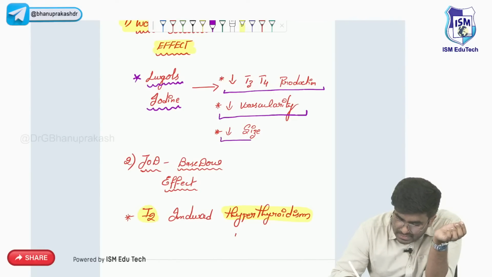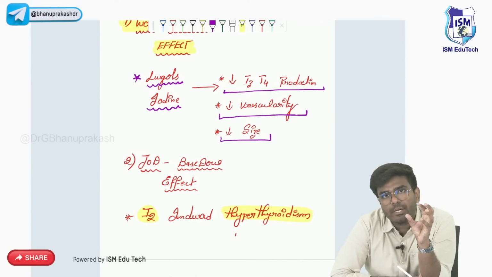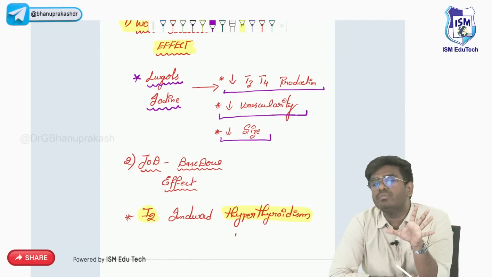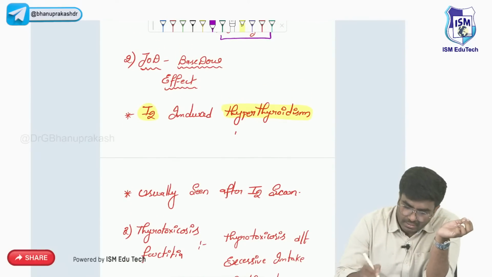As well as the size of the thyroid gland also decreases. There is shrinkage in the size of the thyroid gland. There is decrease in the blood supply to the thyroid gland, as well as the T3 T4 production also goes down. This effect is called as Wolff-Chaikoff effect. Now, after seeing Wolff-Chaikoff effect, let's discuss about the Jod-Basedow effect.